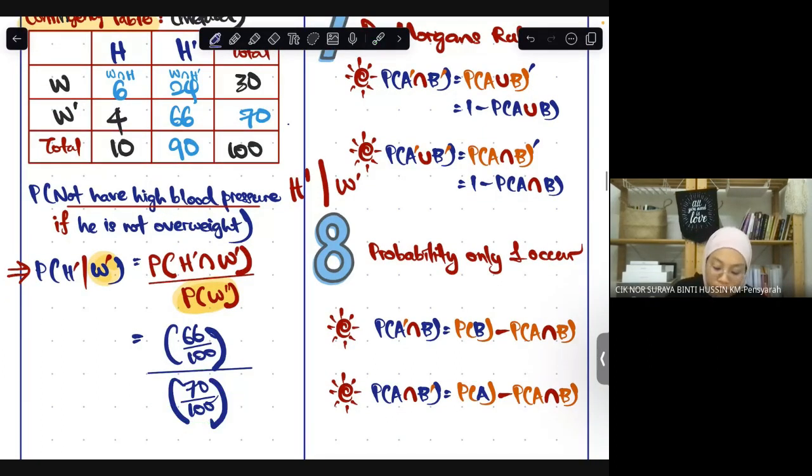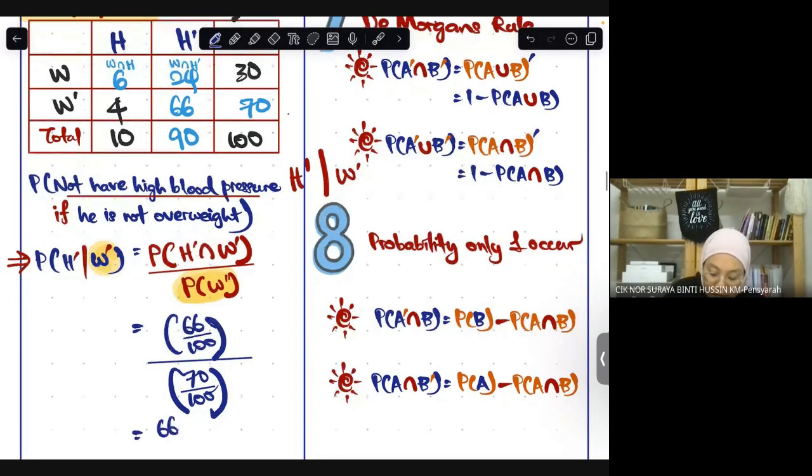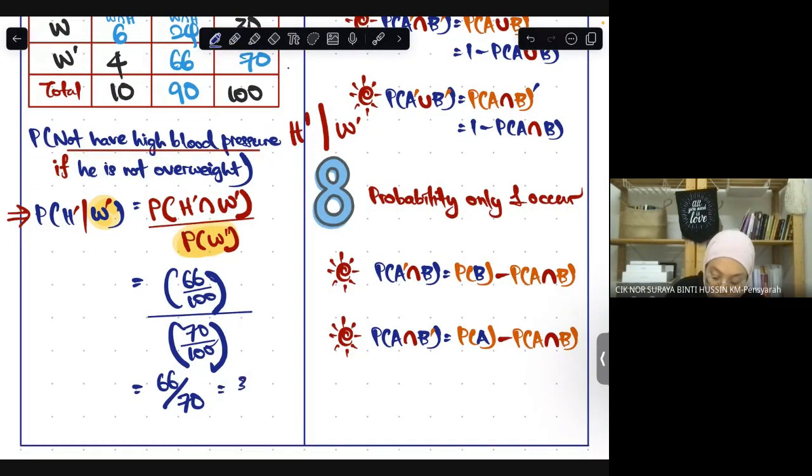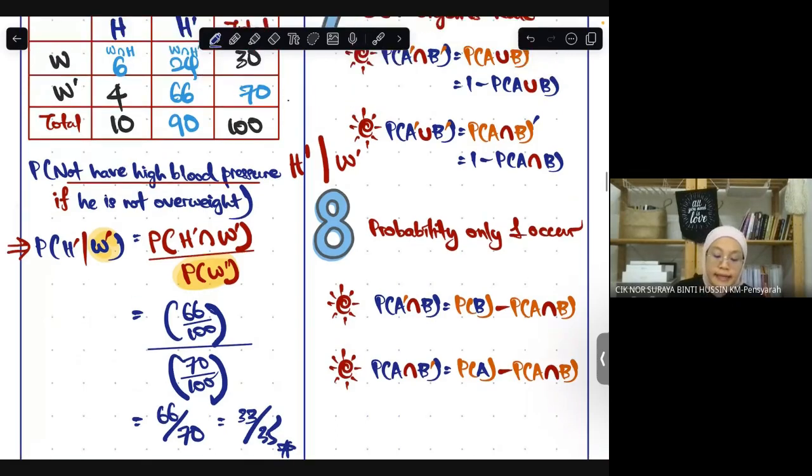Therefore, when you calculate them, you will get 66 over 70, which means this is 33 out of 35 chances of probability getting a professor where he is not having a high blood pressure, given that he is also not overweight. Inilah probability dia. Boleh follow ke so far?